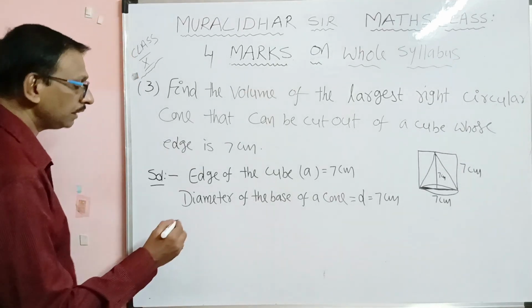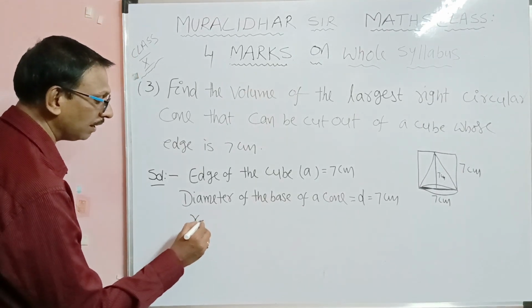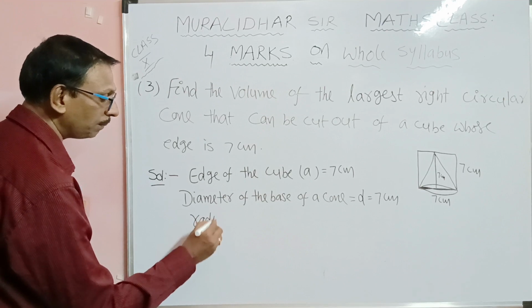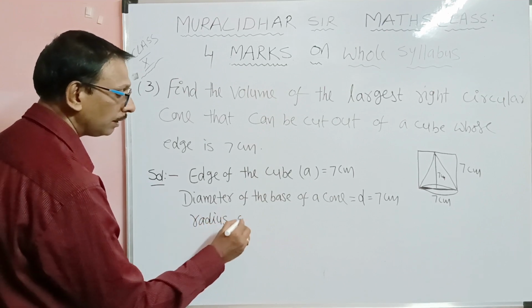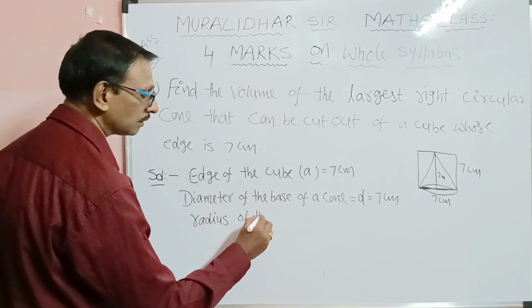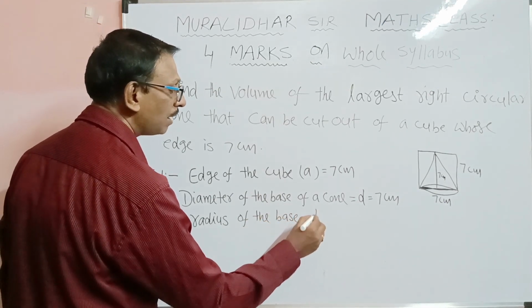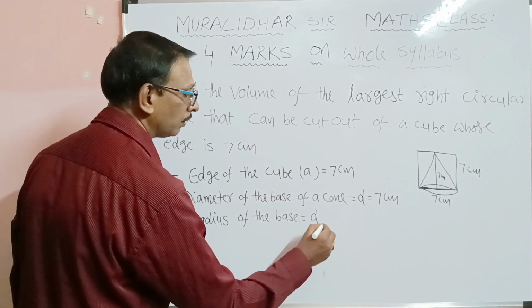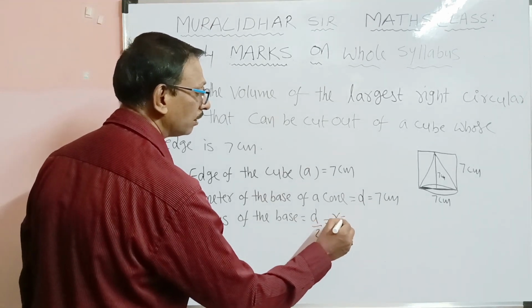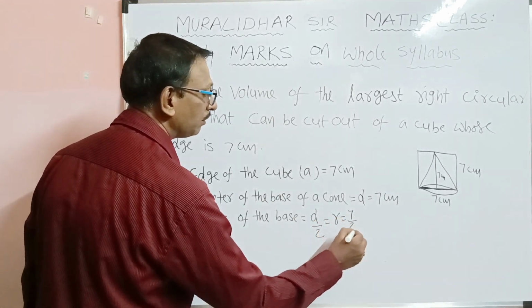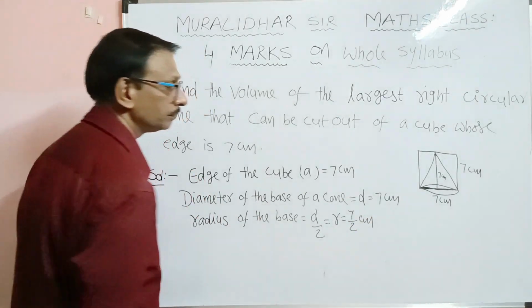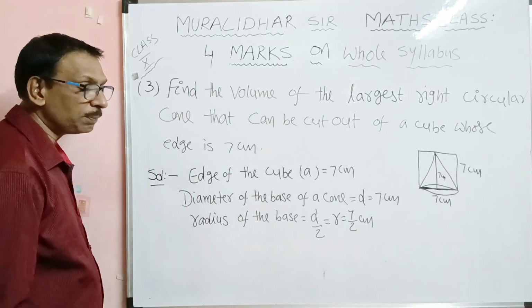Divide this by 2, and we get the radius of the base. Radius of the base is diameter by 2. This is the value of r, that is 7 by 2 centimeters. That is equal to 3.5 also.